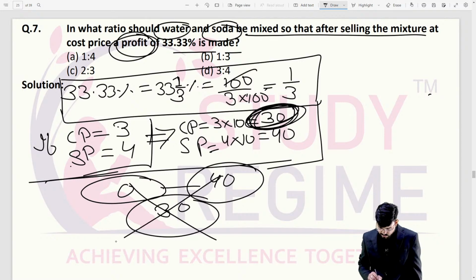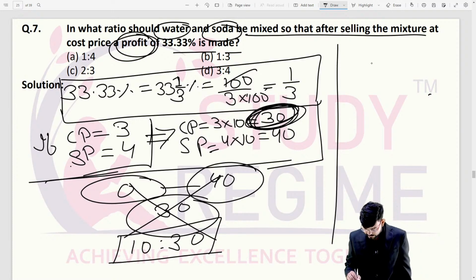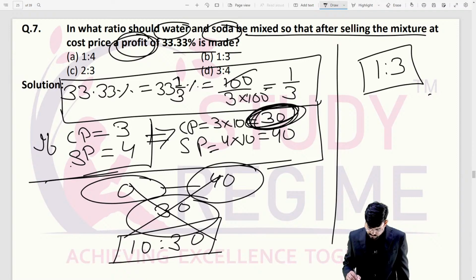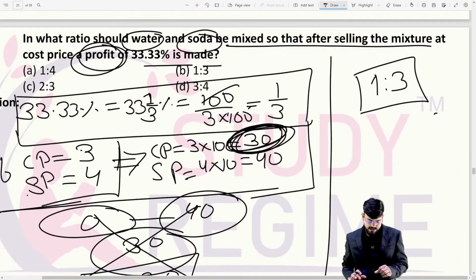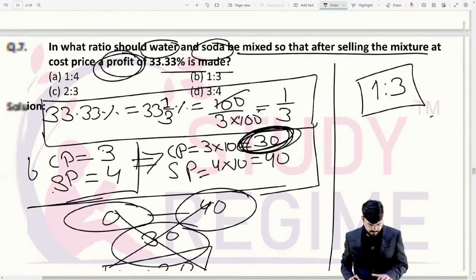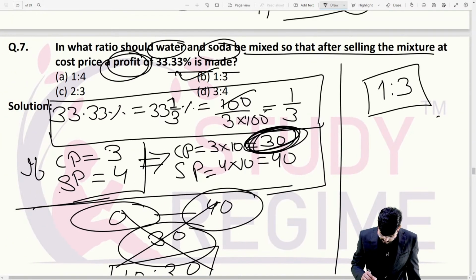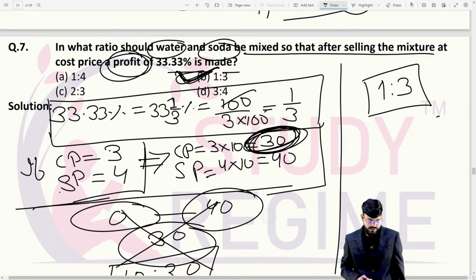Now you will just cross it out. You will get 10:30. You will further simplify it. You will get 1:3. Clear? 1 part of water is mixed with 3 parts of soda to make a profit of 33.33% in a mixture. Okay. So you get the answer as B part, 1:3. Clear? It was a very easy question.